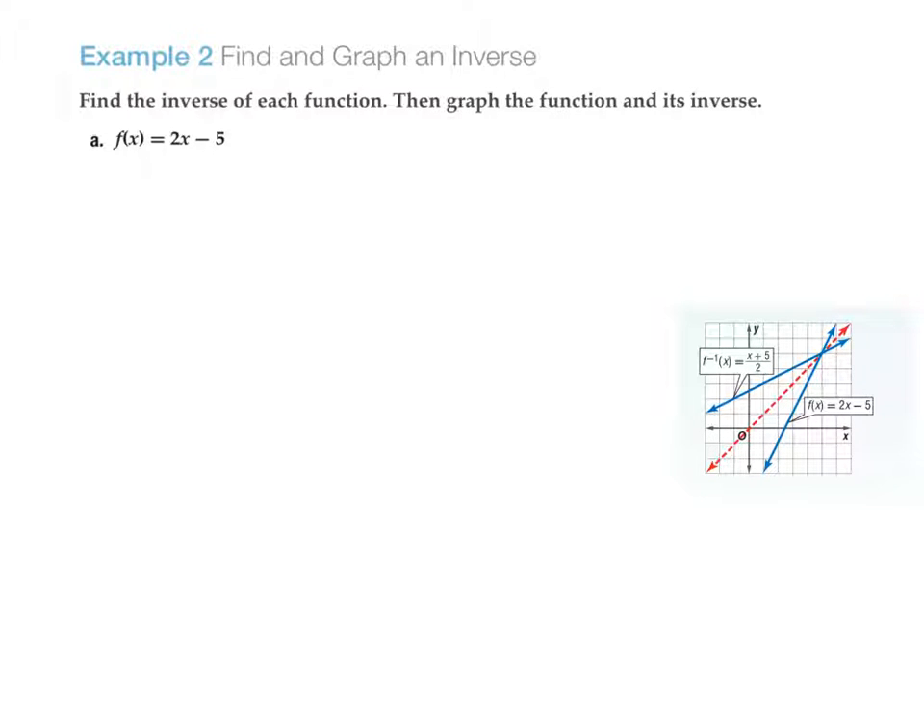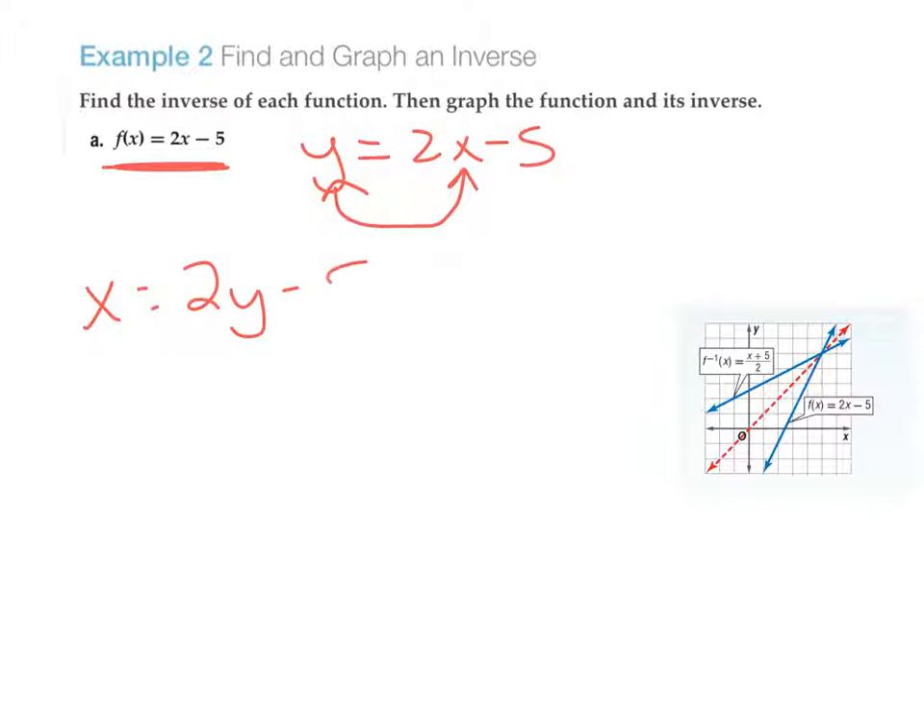Alright, just like switching the coordinates, you can do the same thing for a function. So we have this function, and we want to find the inverse of this function. We're just going to keep in mind that this function is really y equals 2x minus 5, because the function is the same as y. So if I want to do the inverse, I'm going to switch these. So it becomes x equals 2y minus 5.